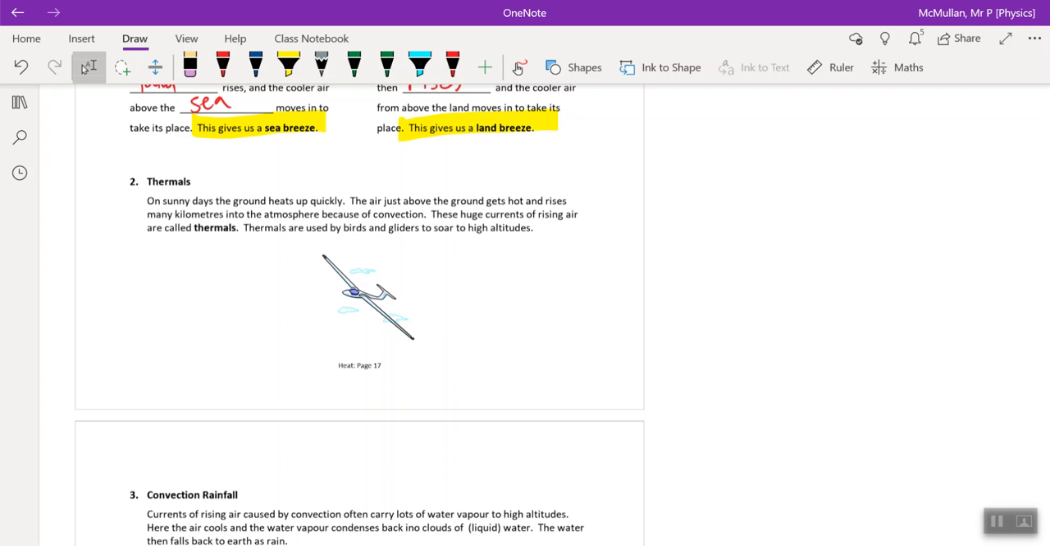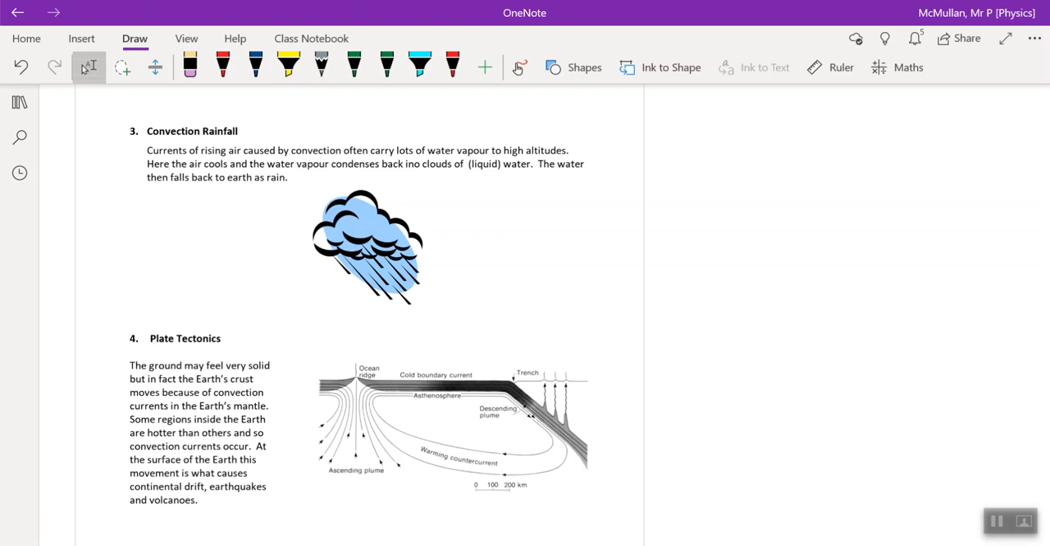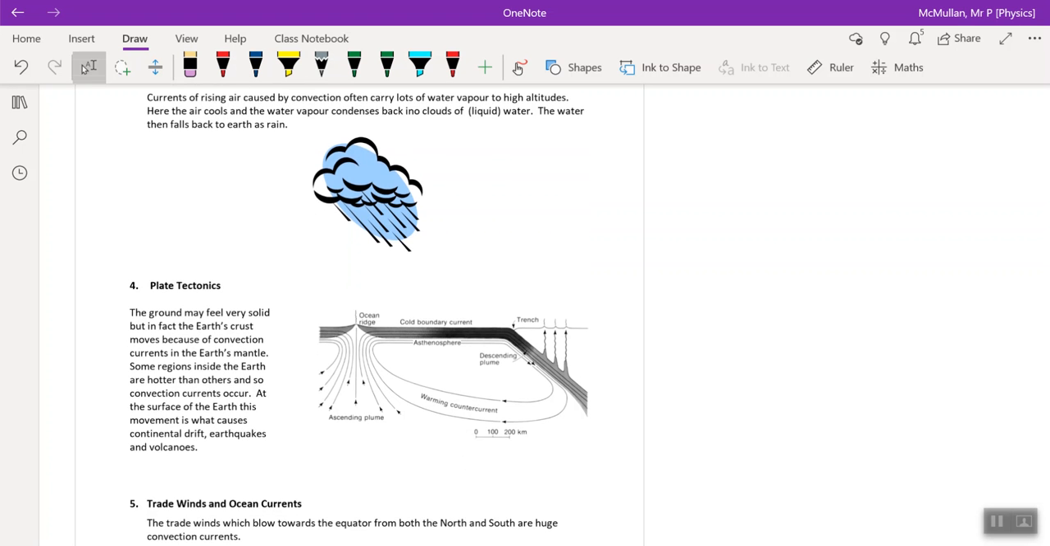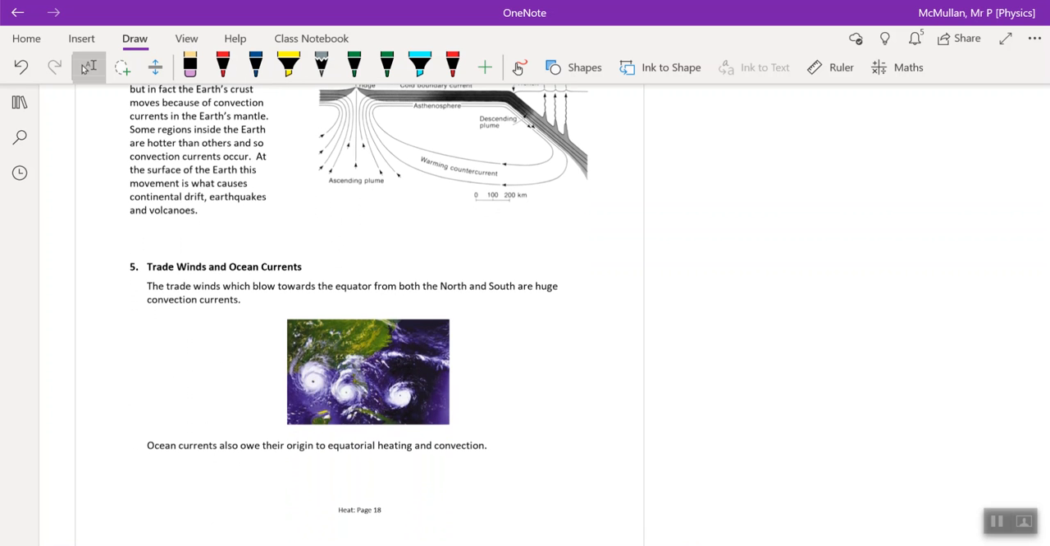We have an example of thermals, which gliders and birds use to soar high in the sky, floating on huge currents of rising hot air. Convection and rainfall, and convection through oceans. The trade winds which blow towards the equator from the north and south are huge convection currents, and these will bring different weather systems across Scotland.